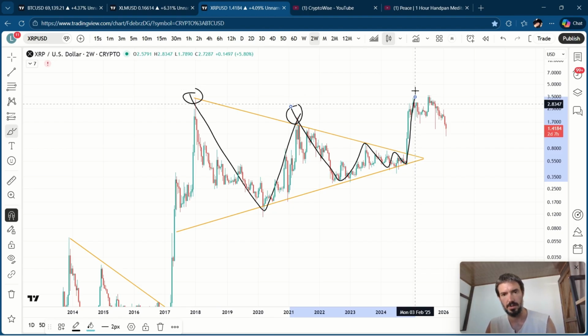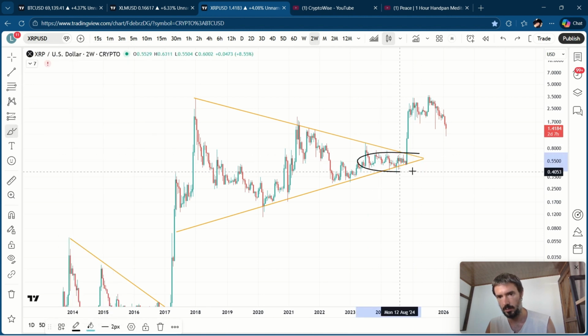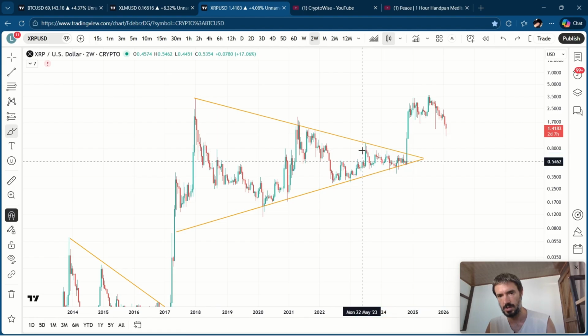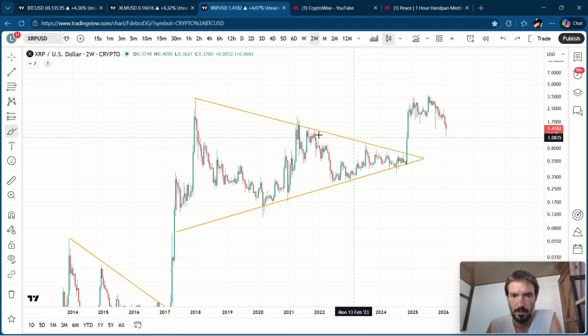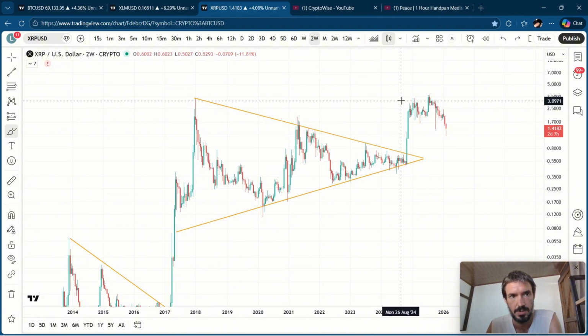I've been talking about this. I talked about this for 8 months when the price was consolidating inside the triangle. It was basically going sideways, and there were a lot of other indicators outside of the triangle itself that were telling us that we were going to have a big move to the upside, and we got that move.